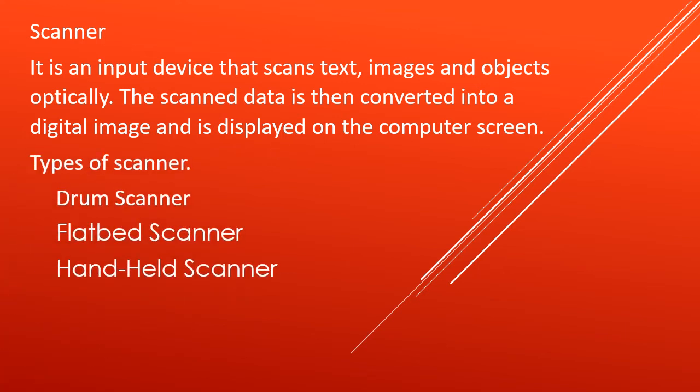There are mainly three types of scanner. How many types of scanner are there? There are three types of scanner. The three types of scanners are drum scanner, flatbed scanner and handheld scanner. What are the three types of scanner? Drum scanner, flatbed scanner and handheld scanner.